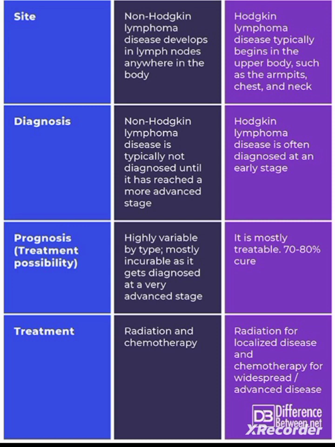So mostly when we are talking about lymphomas, chemotherapy is useful because it is a liquid cancer. That's why chemotherapy is mostly useful for lymphomas. But in the case of localized disease, we can use radiation. So this is regarding the difference between non-Hodgkin's and Hodgkin's. Thank you.